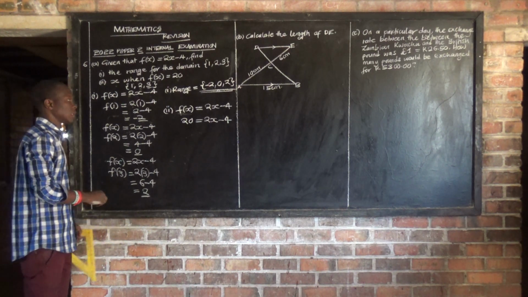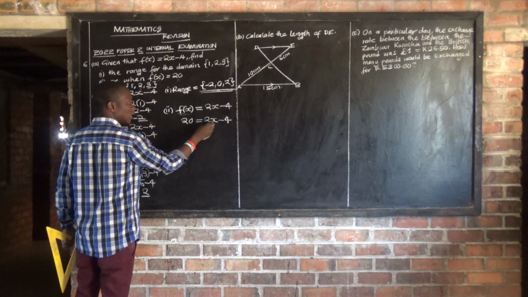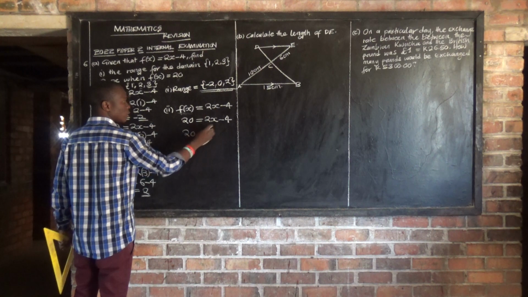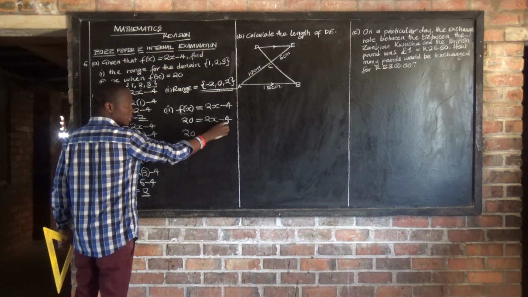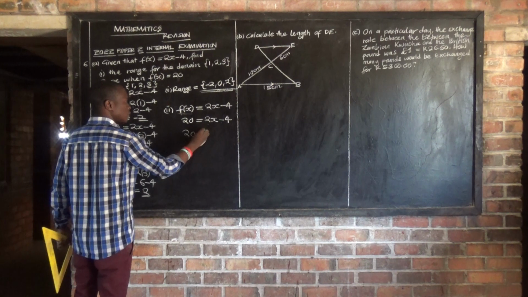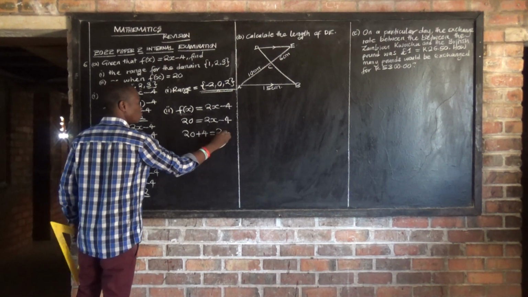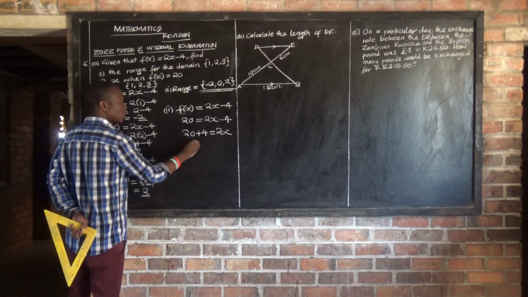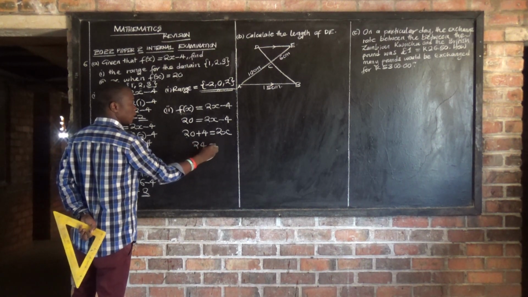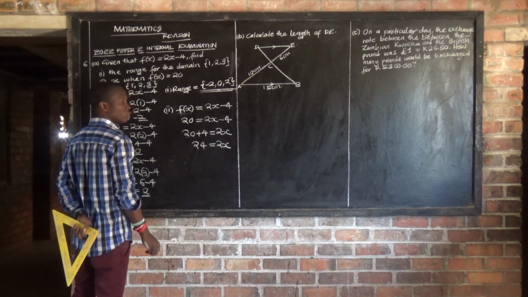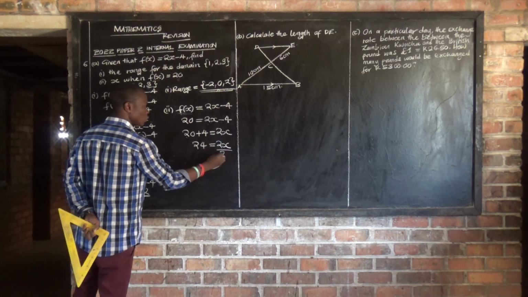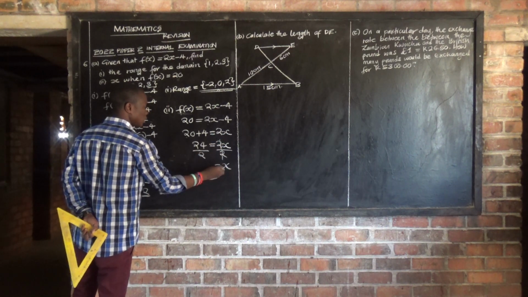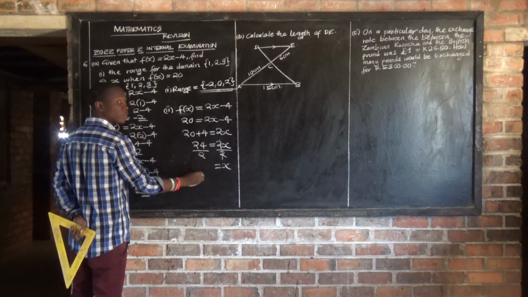Now in this case, we want the value of x. So we maintain 20. When we transpose this negative 4 to the other side, it's going to become positive 4, so 20 plus 4 is equal to 2x. What are we going to do? 20 plus 4 gets 24. Is it okay? Yes. Equals 2x. For x remaining, divide both sides by 2. So x is equal to 24 divided by 2, you get what?